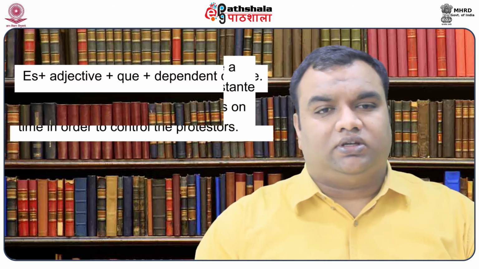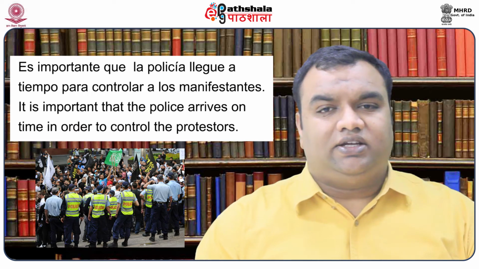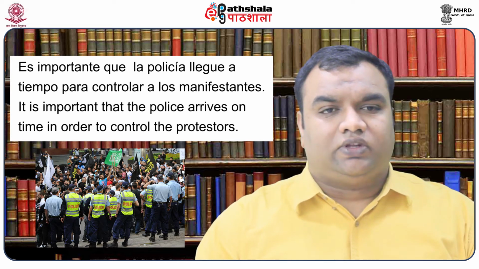Let us take some examples. Es importante que la policía llegue a tiempo para controlar a los manifestantes. In English, it is important that the police arrive on time in order to control the protesters. As you can see, es importante que doesn't have a personal subject such as yo, tú, él, ella, nosotros, etc. The dependent clause la policía llegue a tiempo para controlar a los manifestantes has the verb llegar in subjunctive as llegue, corresponding to the subject police.